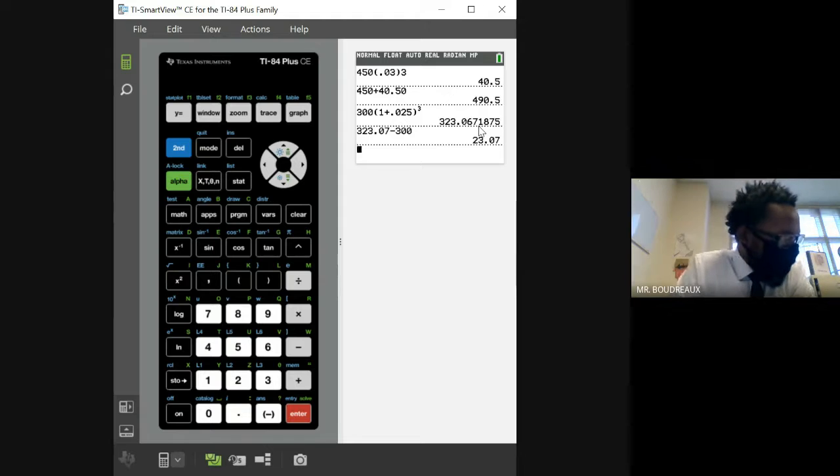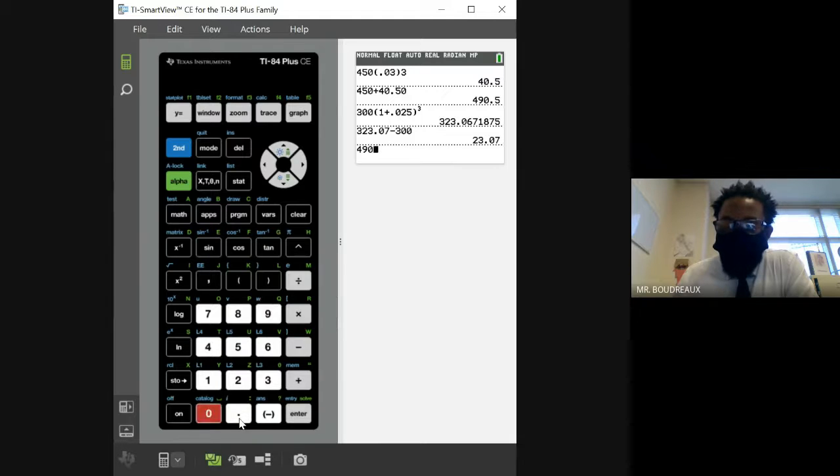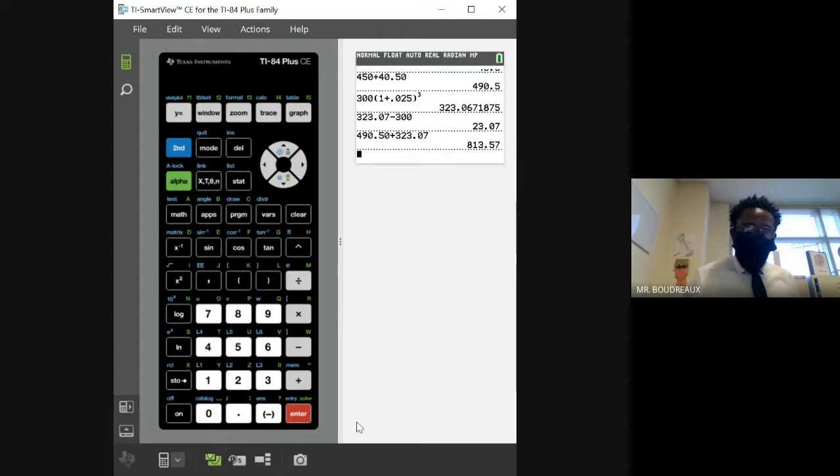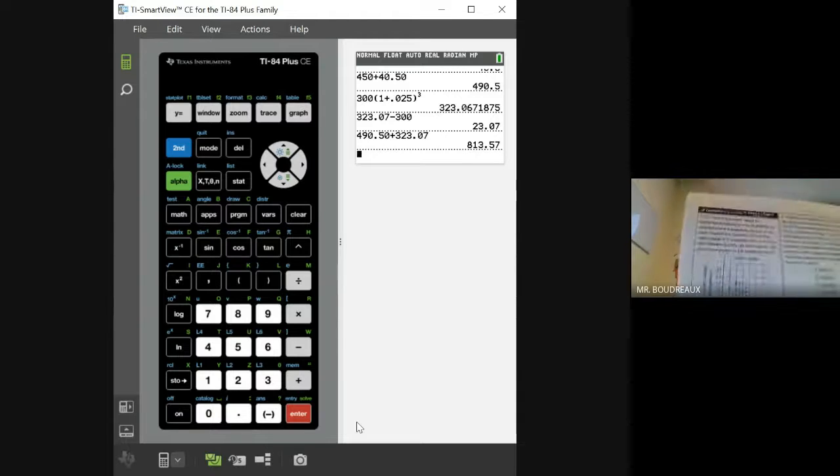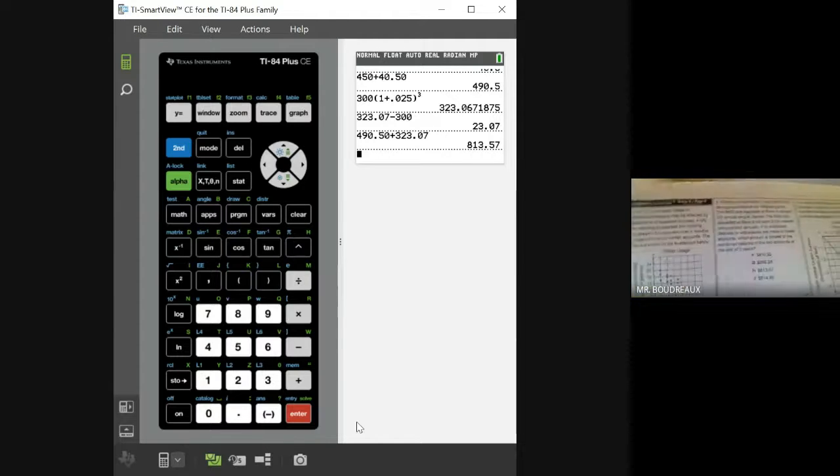Let's see what's the question say. Which amount is closest to the combined balance of the two accounts? Combined, that means add. Well, the balance of the simple interest account is 490 and 50 cents. The balance of the compound interest was 323 and 7 cents. Add those two things together, you get 813.57. Y'all see that answer? Because I do.